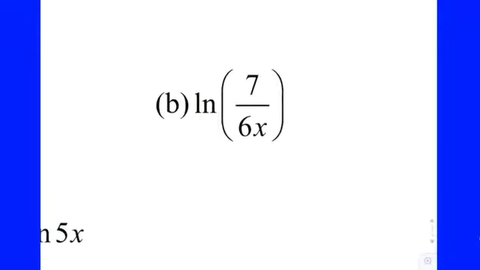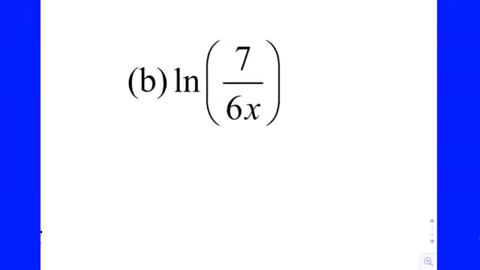Okay, letter B. Go ahead and expand that one completely. You'll always have as many terms as you have factors. That's not completely expanded. You still have a 6x. Oh, okay, good. Some of y'all are doing it in one step. That's good. Plus or minus. That's a good question. Is it plus or is it minus?